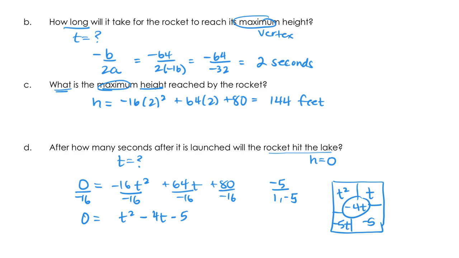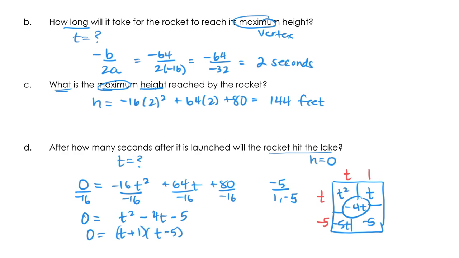And if I look for greatest common factor in my top row, that's t. In my bottom row, that would be negative 5. In my left column, t. In my right column would just be 1. And if I double check this, t times t gives me t squared. T times 1 gives me t. T times negative 5 is negative 5t. Negative 5 times 1 is negative 5. So this all checks out. So I am able to write my factors now. So I have 0 equals t plus 1 times t minus 5.